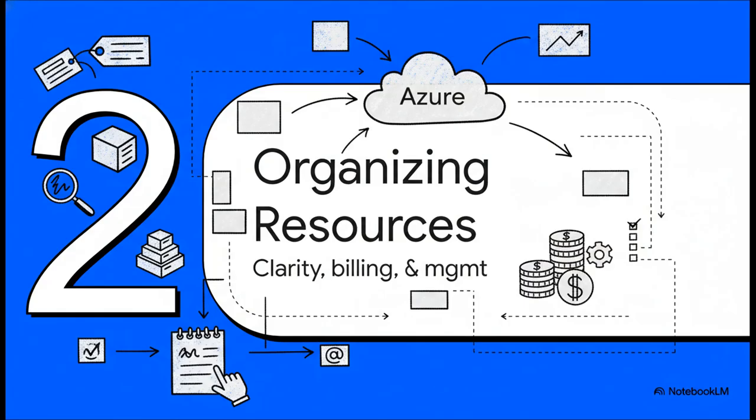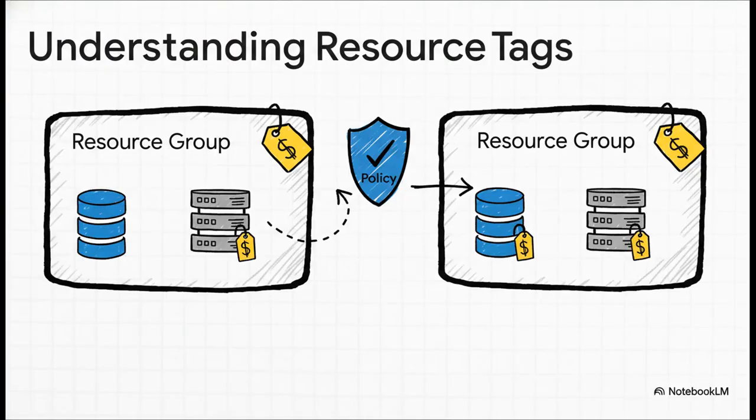Okay, so our structure is in place. Now it's time to get organized. And the first step is super simple but incredibly powerful: tagging. Seriously, proper tagging is the absolute key to visibility, to management, and maybe most important of all, to accurate cost allocation. So resource tags, they're basically just labels you stick on everything. They're simple key value pairs like cost center finance that help you organize and track all your assets.